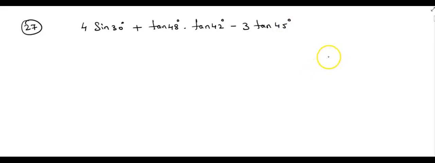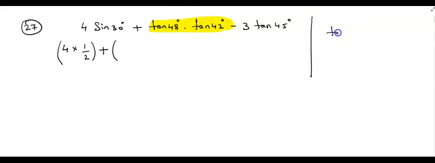Children, first you should know the table. I hope you remember the trigonometric standard table, right? 4 into, what is sin 30 in the table? Sin 30 is 1 by 2 plus, if you want you can maintain the brackets, tan 48. We don't have tan 48 direct value, and also into tan 42 also we don't have direct value. So what we do, we calculate this separately. That is tan 48 degree into tan 42 degree.